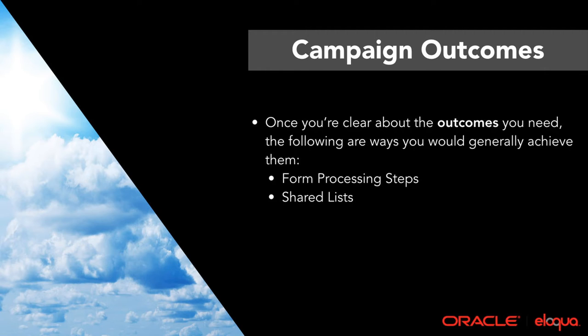Once you're really clear about what you need from the campaign, there are a number of ways that you can achieve that. Form processing steps are a great way. So if people are registering for an event or downloading a white paper and they're asking for specific things, depending on the response that they give you, you can use the form processing steps to send out different communications. We'll use an event as an example. If you're running an event, you've got a single form where you're asking people to register for Brisbane, Sydney, Melbourne, Canberra, Adelaide. You can have all of that on a single form.